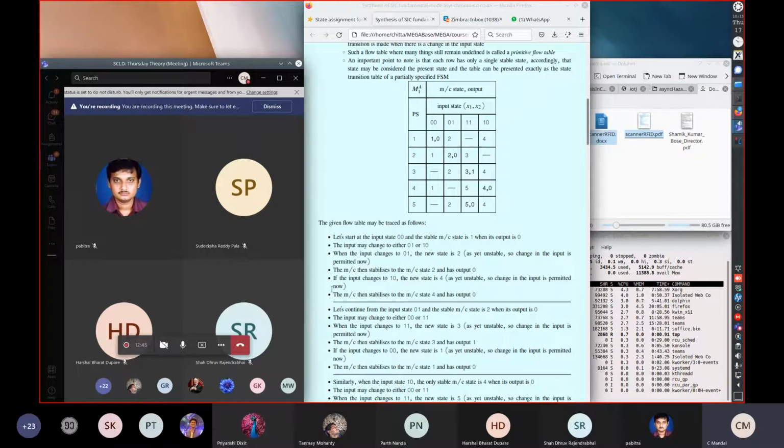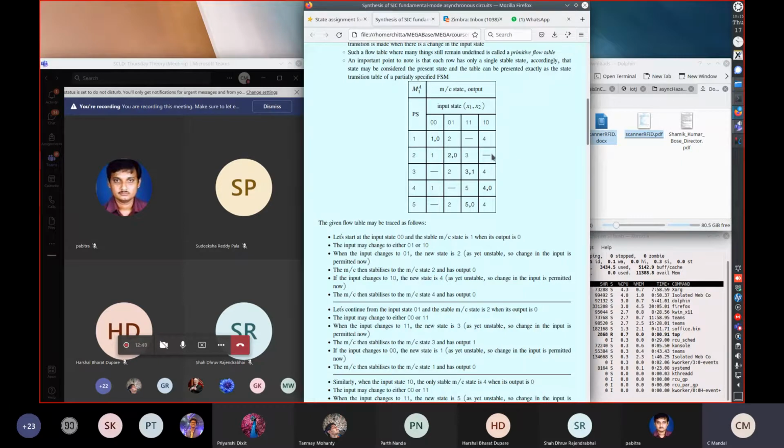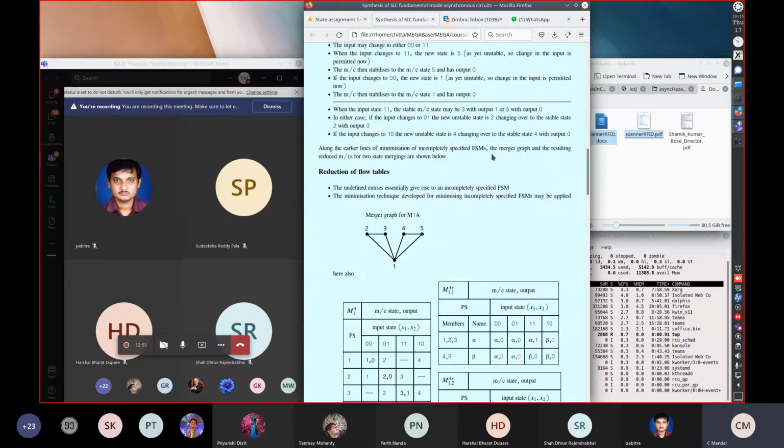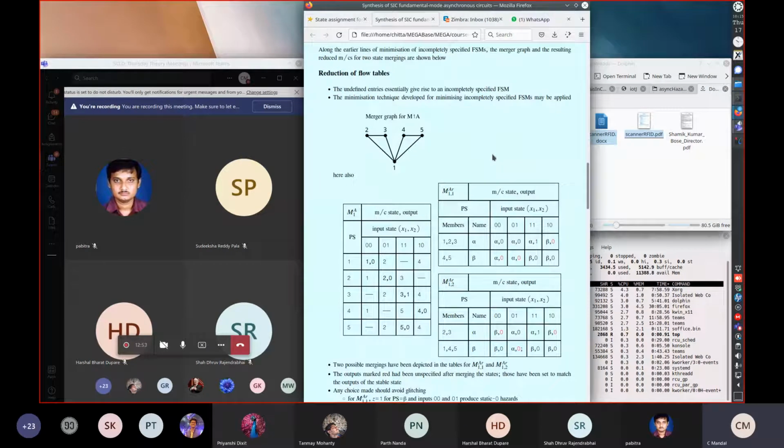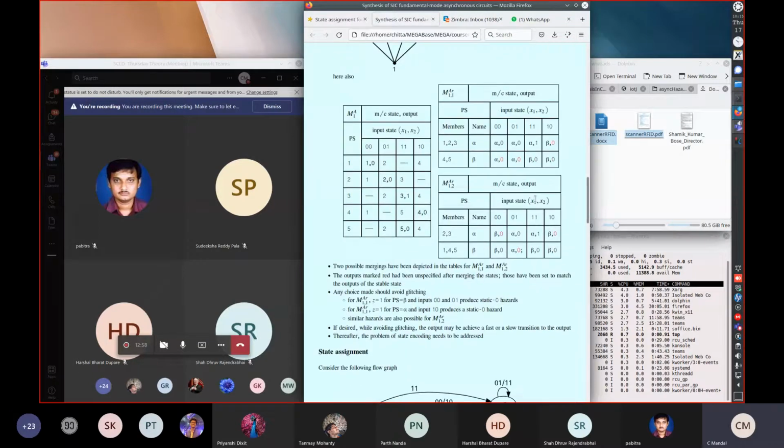For this particular machine, this is the merger graph, and accordingly you can have these realizations. Again, these are symbolic realizations, but as we shall see, this is not the end of it. We have to be careful about something that we call hazards. So we'll be studying hazards.